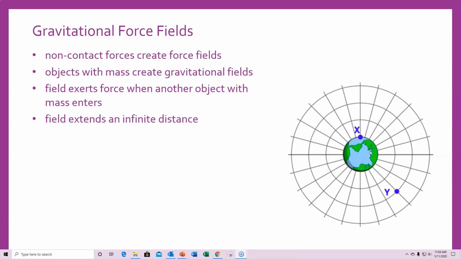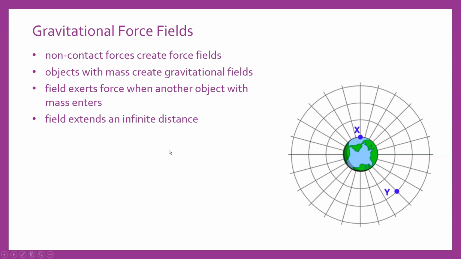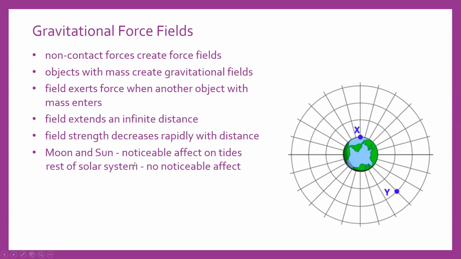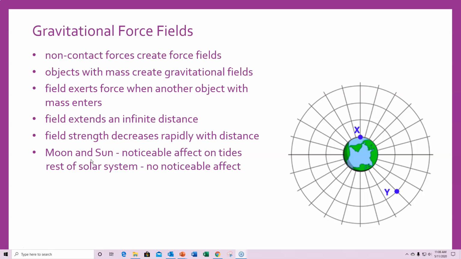Force fields extend an infinite distance. That means for any object, the Earth or even you, your force field goes out to infinity. Of course, as we learned from the inverse square law, the field strength decreases rapidly with distance. For example, the Sun and all the planets and moons in the solar system exert a force of gravity on our oceans. However, only the Moon and Sun's gravity forces have a noticeable effect on ocean tides. The gravity forces of the rest of the solar system have no noticeable effect.